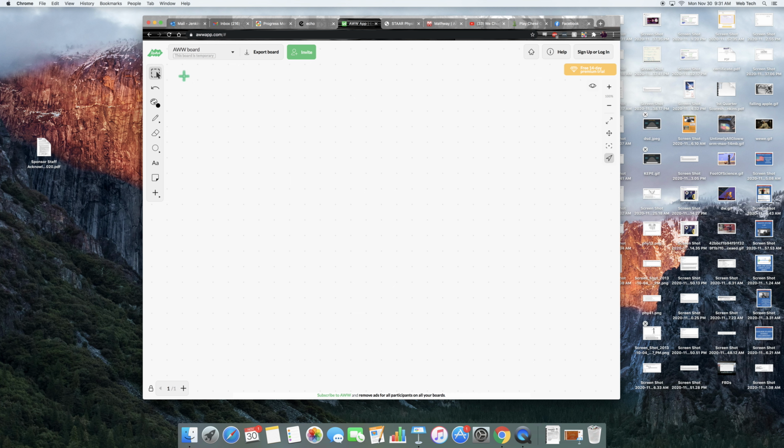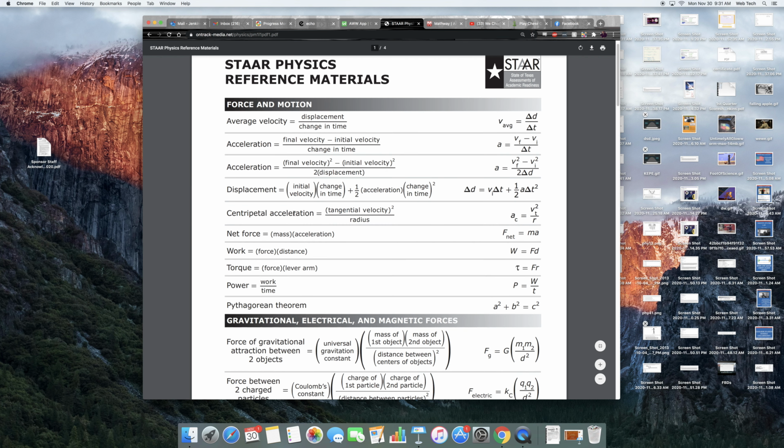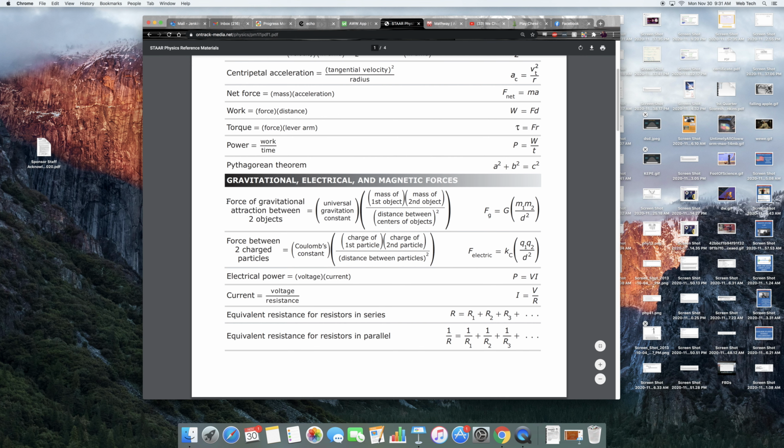Now, here's a trick. If you're ever confused about a question and you just don't know what's going on, a good place to start, besides annotating the problem, underlining it, and circling things, is to look at your formula sheet. Where is universal gravitation? Here it is. Force of gravitation between two objects. It equals the universal gravitational constant times the mass of the first object, times the second mass, divided by the distance between the centers of the objects squared.